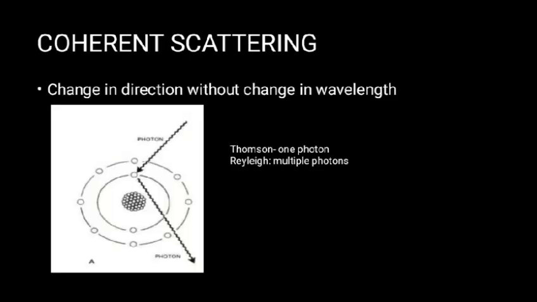The first one is coherent scattering, which is also known as unmodified, classical, or elastic scattering. In this, there is change in direction without change in wavelength. We have two types of coherent scattering. One is Thomson and another is Rayleigh. In Thomson, a single electron is involved, whereas in Rayleigh, all electrons are involved.